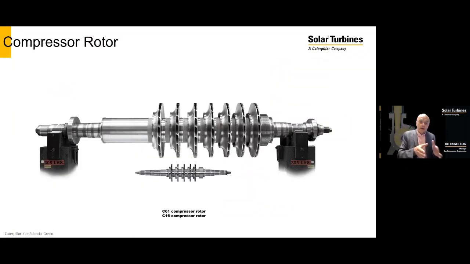The individual impellers are put together to a rotor, and these rotors vary largely in size. So I've shown in this picture a rotor for our smallest machine, the C16, which is about a 7.5-inch impeller diameter, compared to one of our bigger machines, where the impellers have a diameter of over 23 inches.